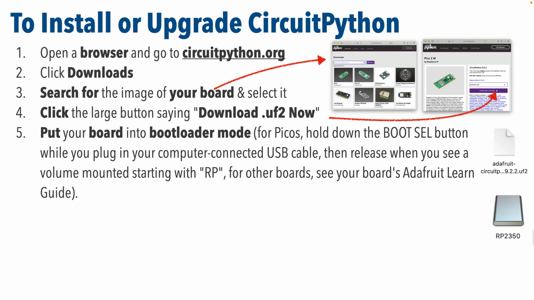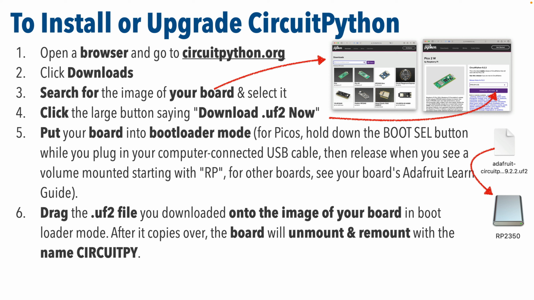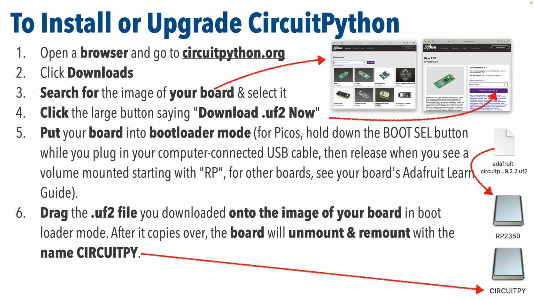And remember, the way that you get into bootloader mode and the name of the board when it's mounted in bootloader mode will vary by boards. So if you're not using a Pico board, consult your Adafruit Learn Guide for that board. Then you just drag your UF2 file over to the board that's mounted in bootloader mode. That will dismount, and the board will remount with the name CIRCUITPY, and you're now ready for CircuitPython work.